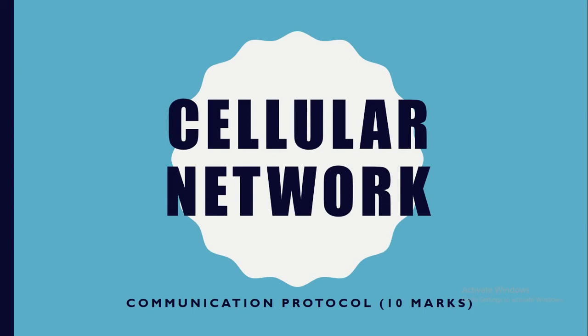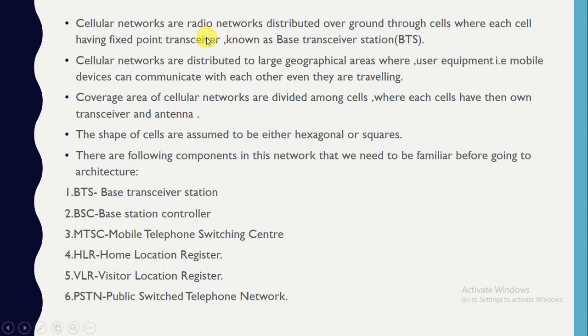In your daily life you see towers around you, and the cell phones you are using. These are examples of cellular networks. Cellular networks are radio networks, meaning radio waves are transmitted from those towers. So cellular networks are radio networks distributed over ground through cells, where each cell has a fixed point transceiver.